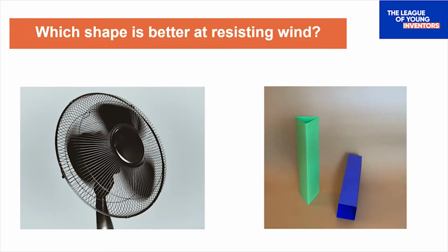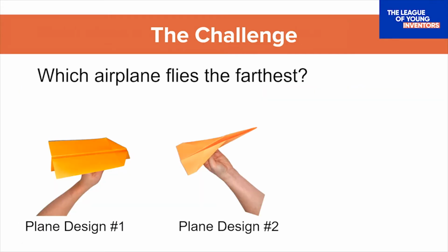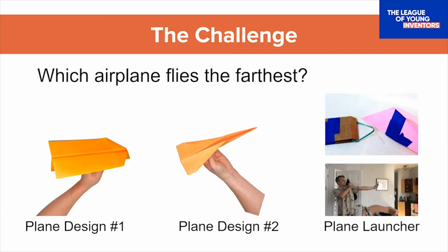This makes the wedge really useful for things that need to move through air as well, like paper airplanes. In this session, we will be making and testing two different paper airplane designs to see which flies farther. And to test our planes, we're also going to build a super cool plane launcher. Now, why do we need a plane launcher?